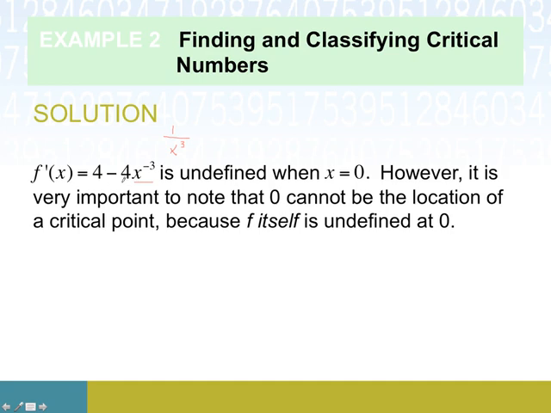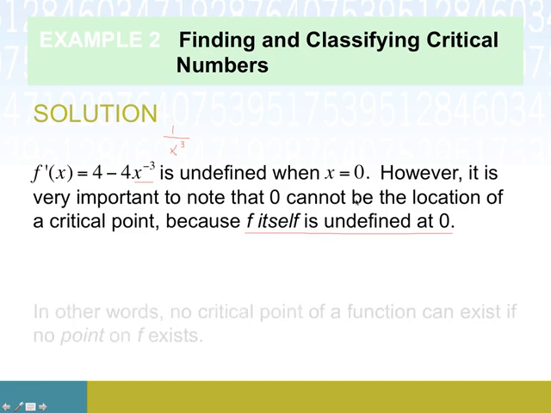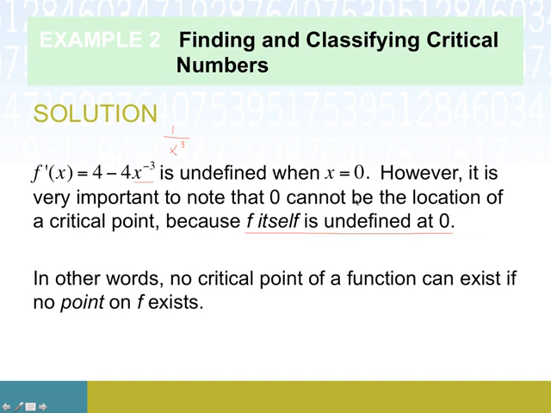So that's actually a tempting spot. But this is an important detail. Yes, the derivative is undefined at x equals 0. But f, the original function, is also undefined at 0. You can't have a critical point at a place on the graph if there's no place on the graph to have a point. So in other words, you can't have a critical point if there isn't actually any point to begin with.